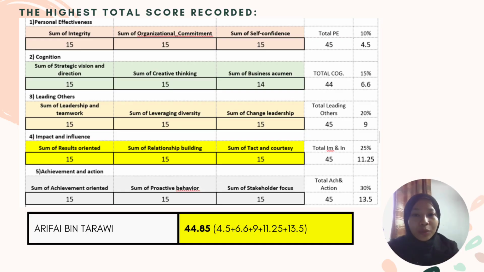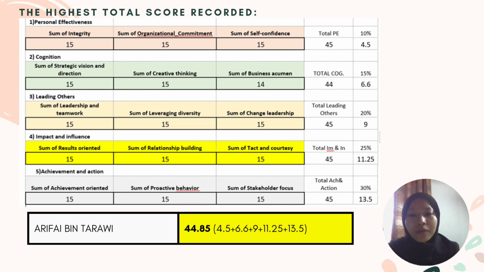Alright, the total scores presented here were calculated by adding all the 5 competencies, which each carry a different weightage. We can see it in the table displayed here. So we have the total from personal effectiveness. We can see that Arifai got the highest one, 45, and 10% from it is 4.5.